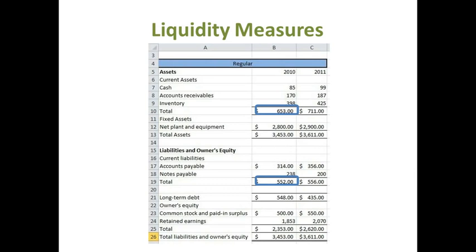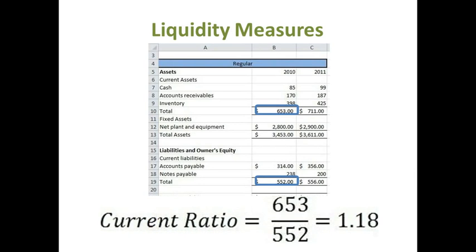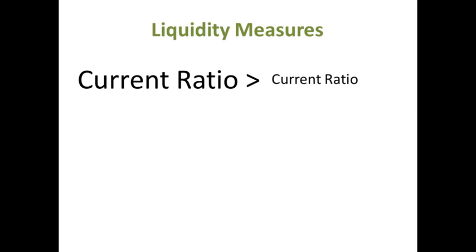It is measured in either times or in dollars. In our example, we have $1.18 in current assets for every dollar in current liabilities. Or we could also say that we have 1.18 times as many current assets as we have in current liabilities. To creditors, the higher the current ratio, the less risky it would be to lend money.